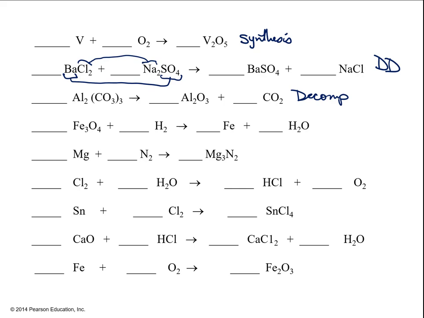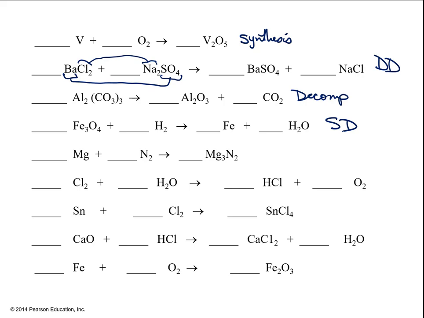What about the Fe3O4, iron oxide? This is a displacement because you see two and two. So is it a double or a single? It's a single. Can you see that it's a single? I have an element and a compound making a different element and a compound. So this is a single displacement.